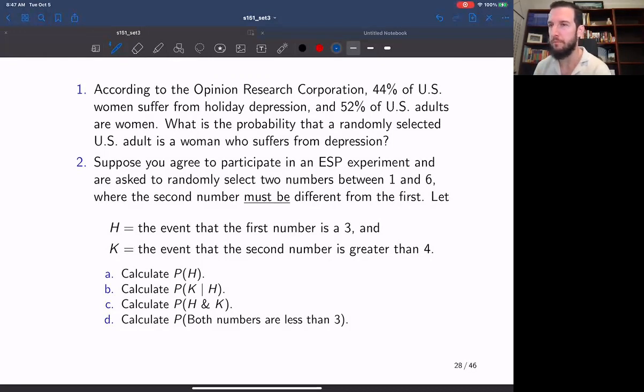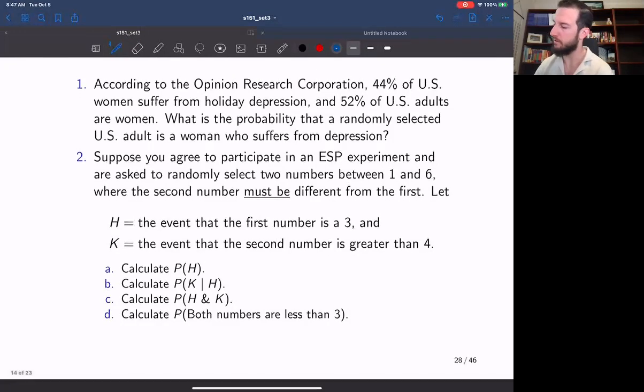The first one, I don't really like it. I don't like the wording of the question, and I think it's a little bit confusing, to be honest. I'll go over it quickly here, but just for illustration purposes.